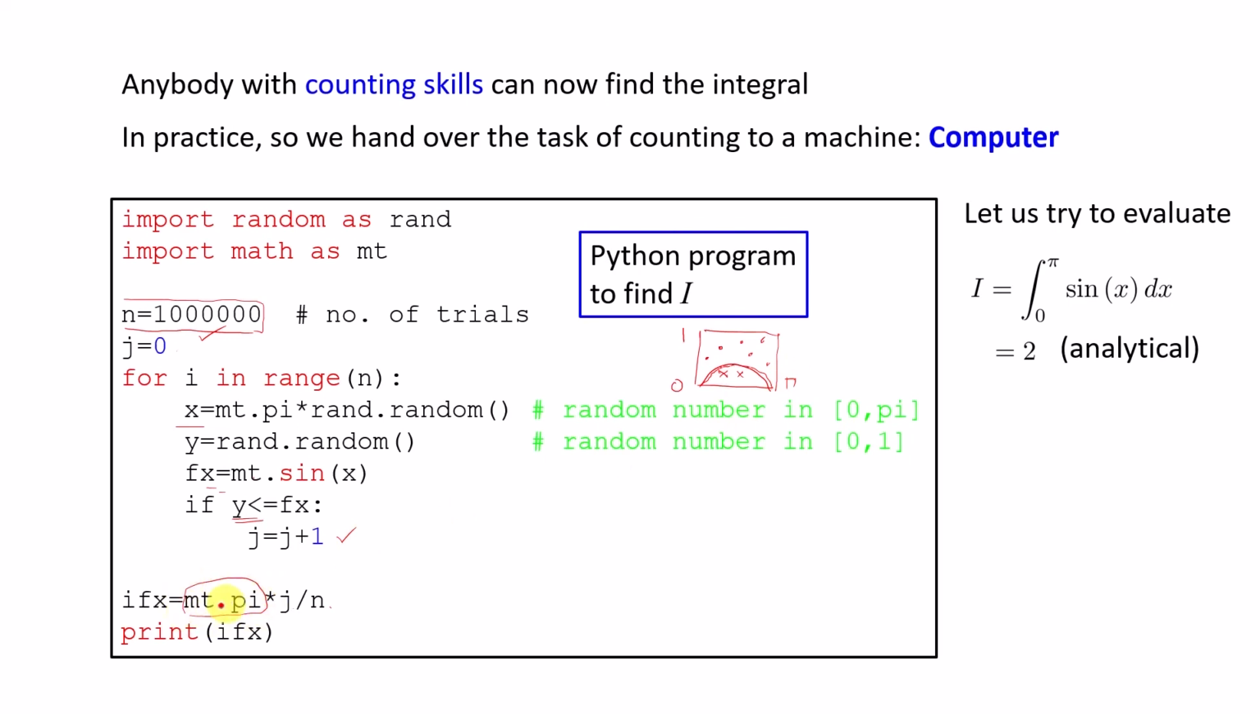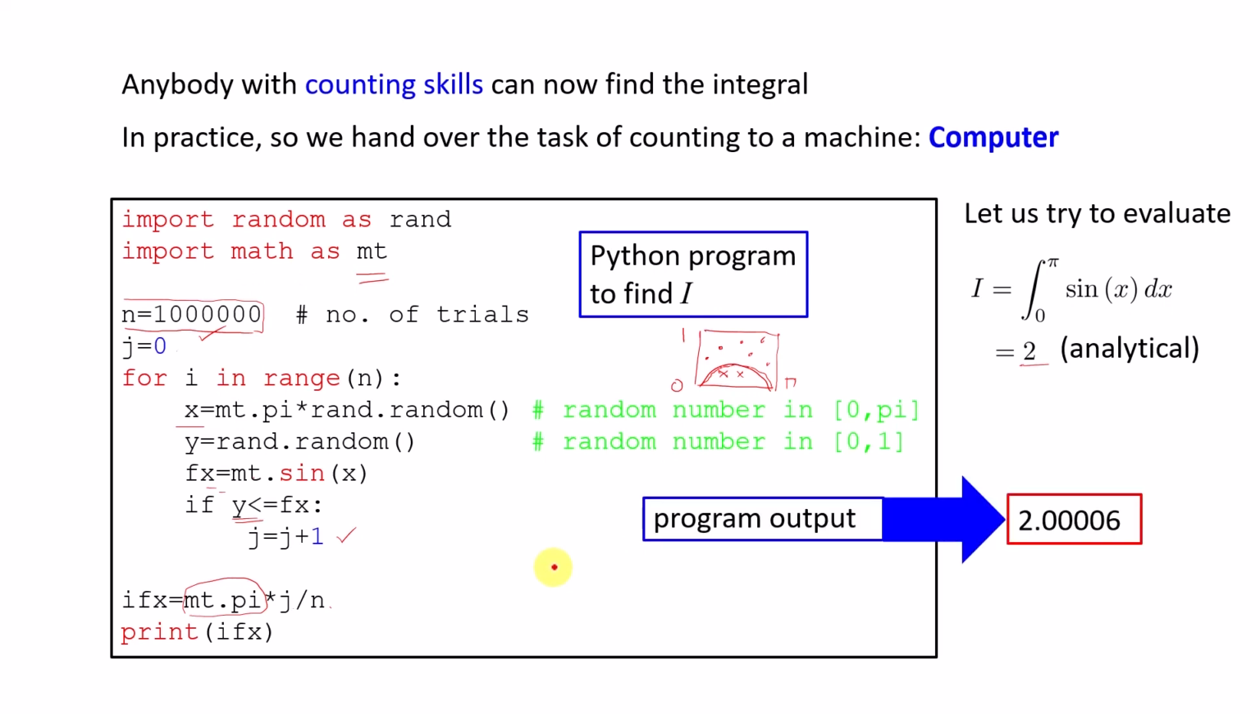And in Python we call that math.pi. And math I am writing just in short form as mt. I don't want to write every time math. So I am writing mt. So this mt.pi multiplied by j by n, this should give me the integral. Now this is the analytical solution of the integral, which is 2 here. And this is a complete computer code actually. You can write it on a computer and run in a Python interpreter.